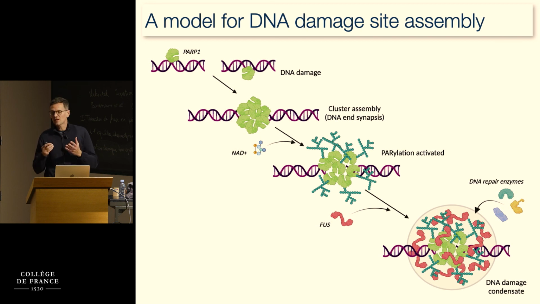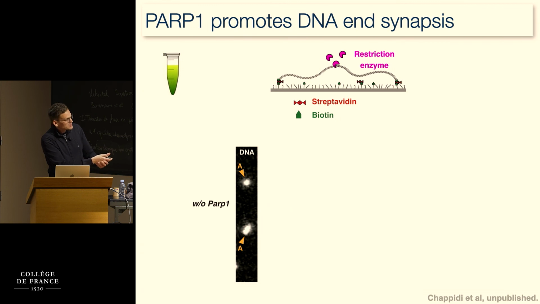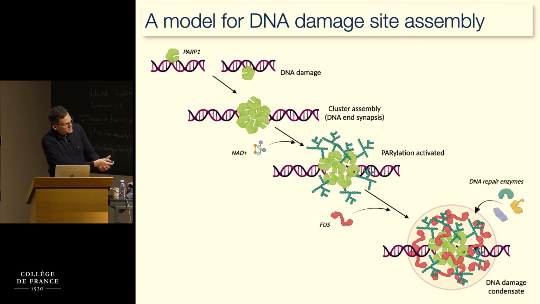And, of course, you need a liquid-like assembly, because eventually you need to repair the damage, right? And you need to allow DNA repair enzymes to get access to this. And this won't be possible if you have a solid-like assembly like here. But, of course, it will be possible if you have a more dynamic liquid-like assembly like here. So we think FUS is sort of like a lubricant which allows DNA repair enzymes to get in and then, of course, eventually repair the damage.